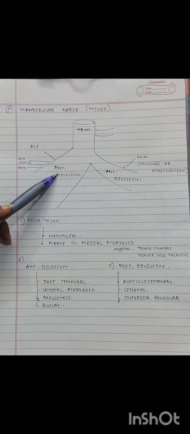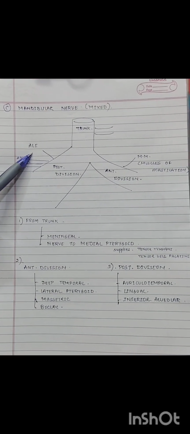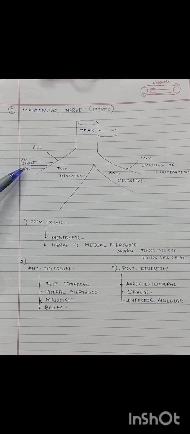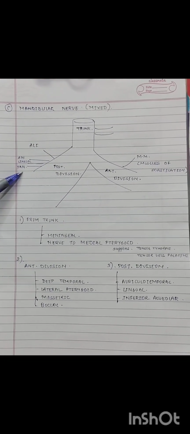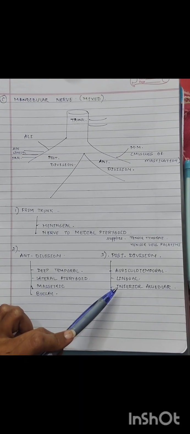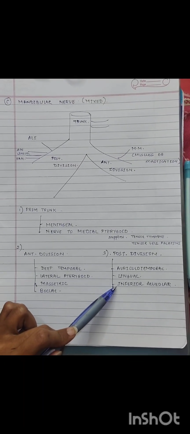For the posterior division, remember the term ALI, that is ATN, lingual and inferior alveolar nerve. ATN is nothing but auriculotemporal, lingual, and inferior alveolar nerve.